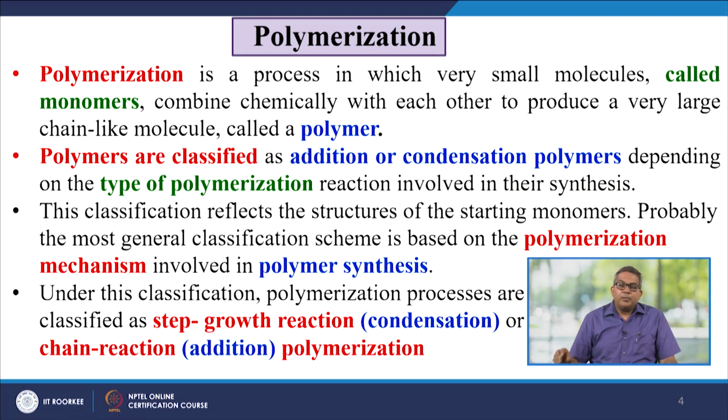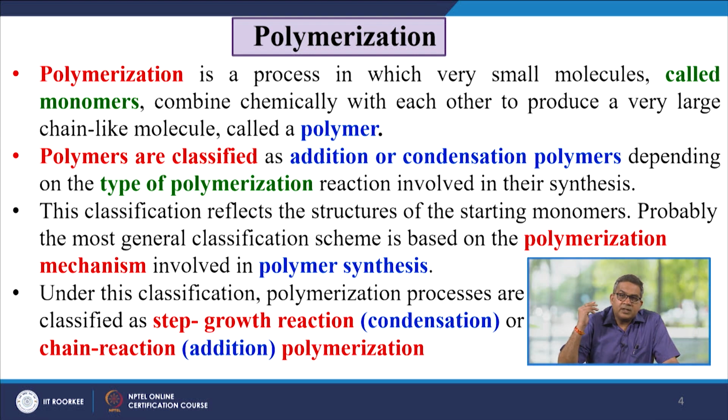Now, let us have a brief overview of polymerization. Polymerization is the process in which very small molecules, called monomers, combine chemically with each other to produce very large chain-like molecules, called polymers. So, a polymer is composed of chains made of various monomers. Now, based on the reaction of those monomers or monomer and polymeric chains, there is a basic classification of polymers.